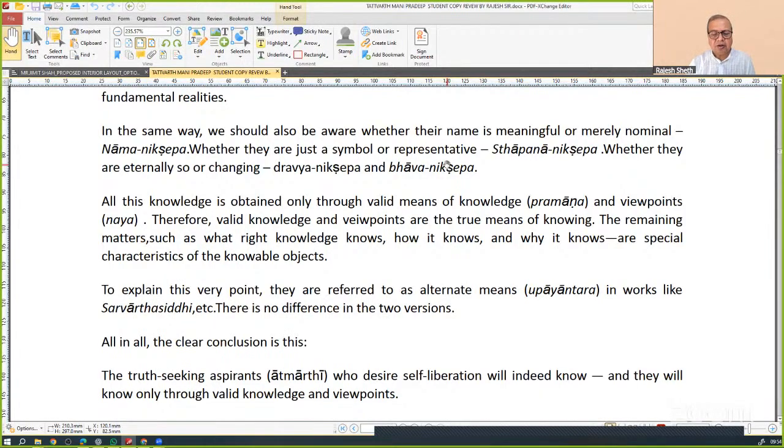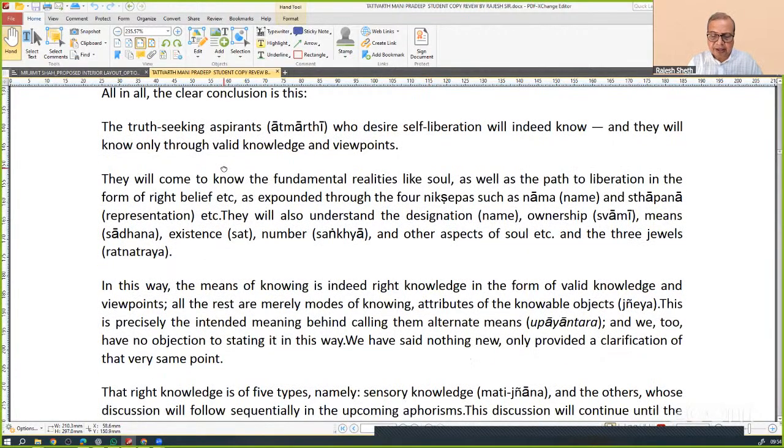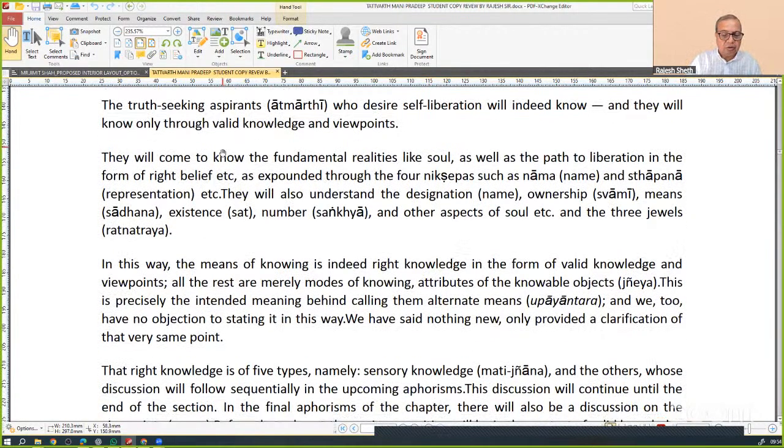All in all, the clear conclusion is this: the truth-seeking aspirant who desires self-liberation will indeed know, and they will know only through valid knowledge and viewpoints. They will come to know the fundamental realities like soul, as well as the path to liberation in the form of right belief, etc., as expounded through the 4 nikshepas such as name, sthapna, etc. They will also understand that designation, ownership means, then means sadhana, etc. And the third category, existence, number, and other aspects of souls, etc. And the three jewels, Ratnatraya.